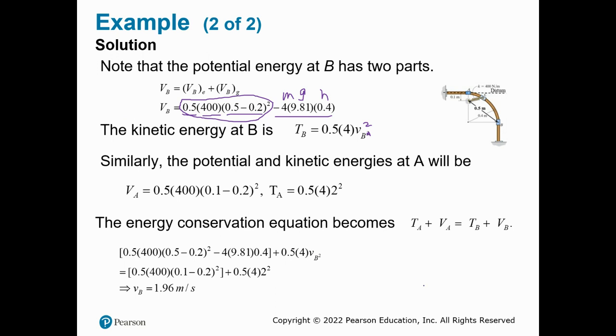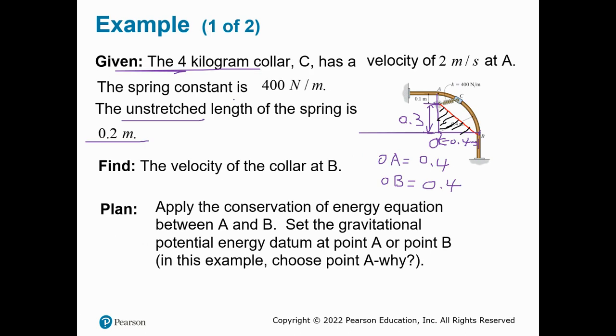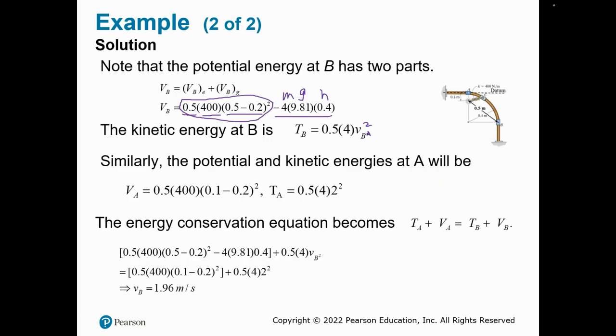We can do a similar thing at location A. At location A, the spring is being compressed, right? So the unstretched spring length is 0.2 meter. Now over here at location A, I got 0.1 meter.